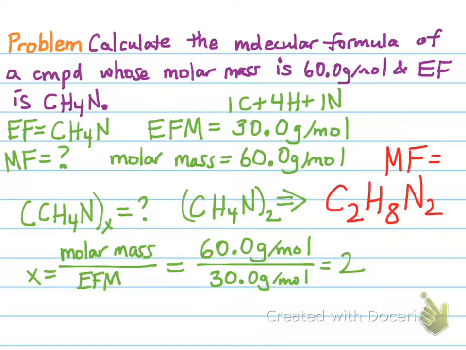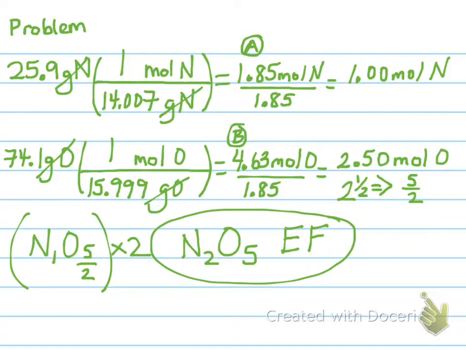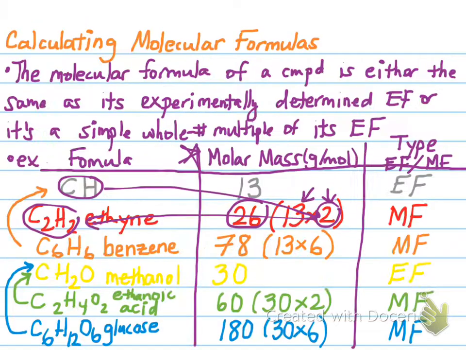Now, one way that your textbook sometimes makes these problems a little harder is that instead of giving you the empirical formula like this problem did, they'll make you do a problem like this first, where they give you percent composition and you have to calculate the empirical formula.